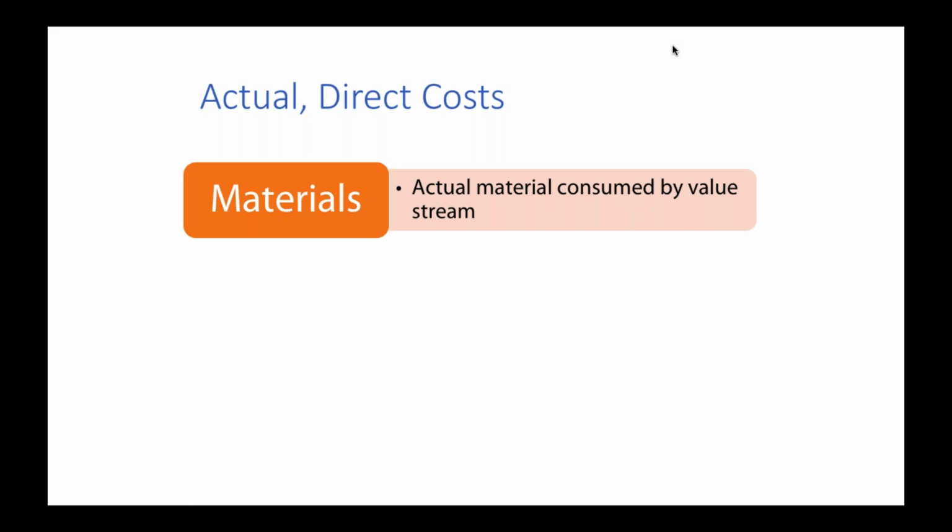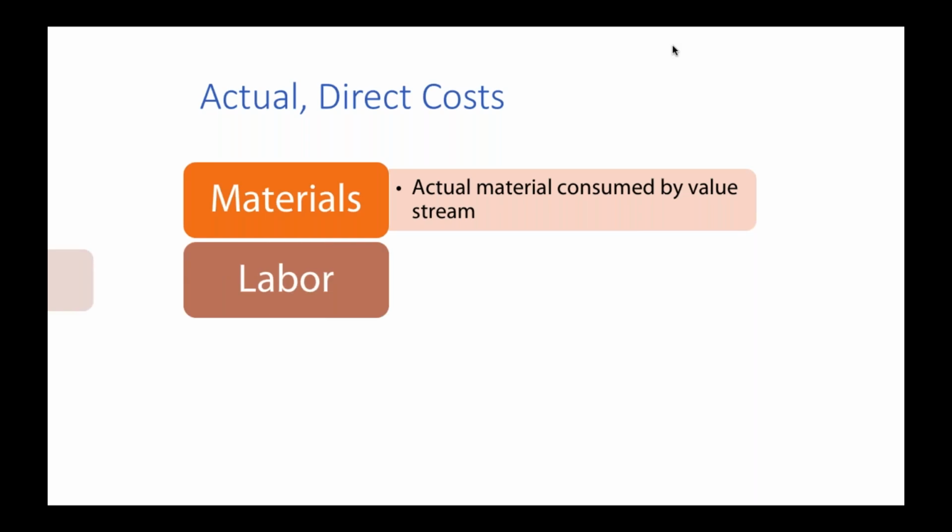So let's talk a little bit about actual direct costs. In a value stream income statement, material cost is the actual material that is consumed by the value stream in any reporting period, regardless of what was sold. It's what the value stream used. And when we get into analyzing material cost, you'll see why we want to use actual material cost.